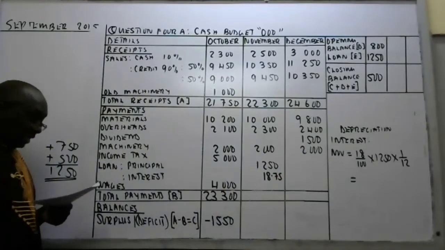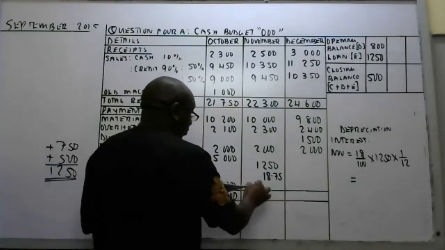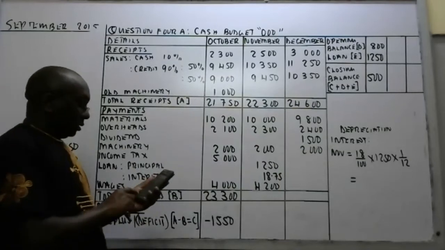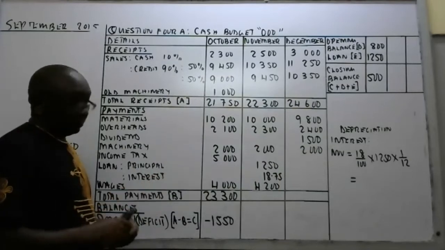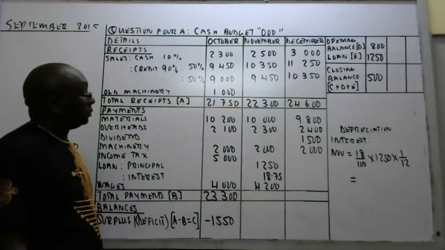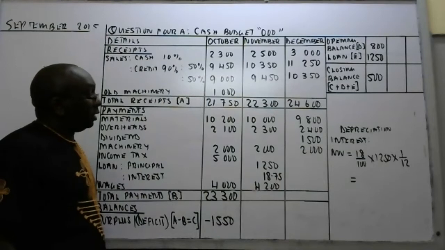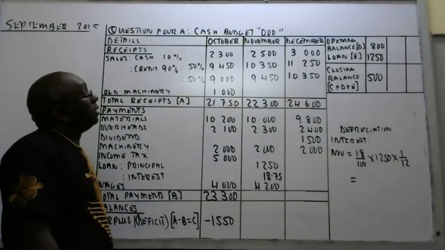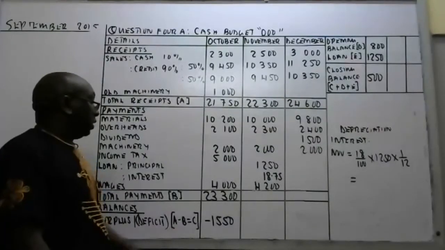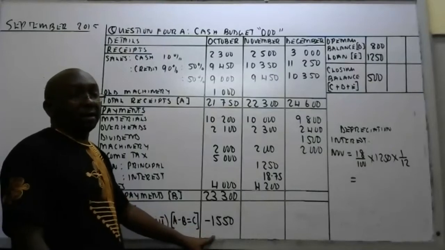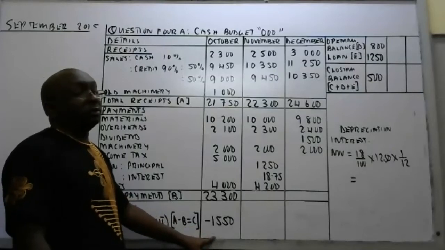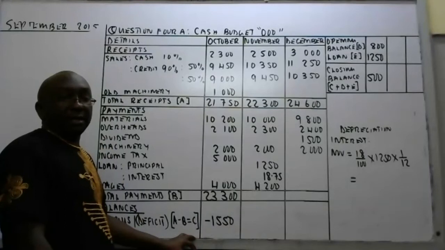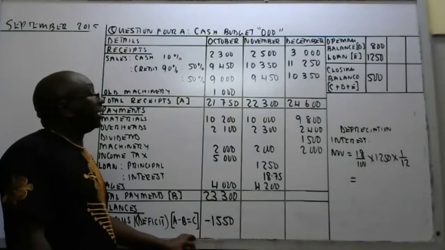And then the wages for that month is 4,200. So let us add now. Excuse me. Is 18.75 payable in November or December? Payable 1 month after borrowing, should be December? You see, we borrowed in October. 1 month after October is November. Is that okay? Yes.